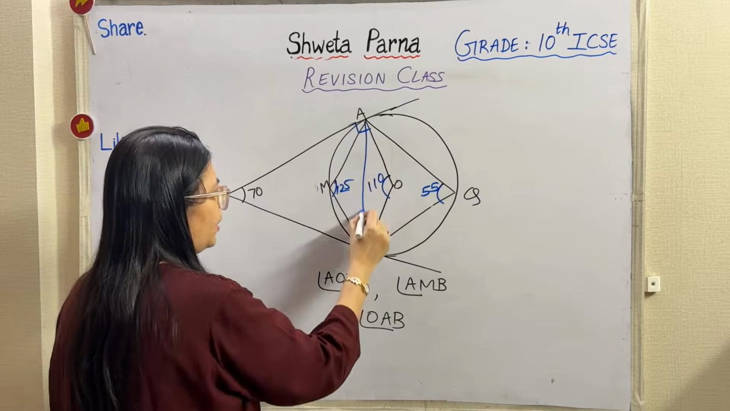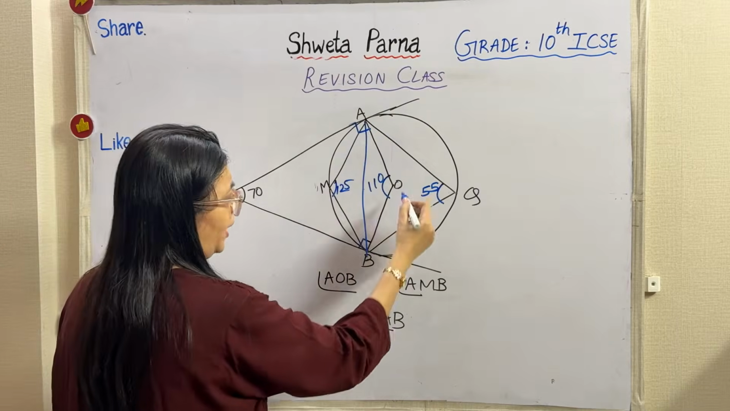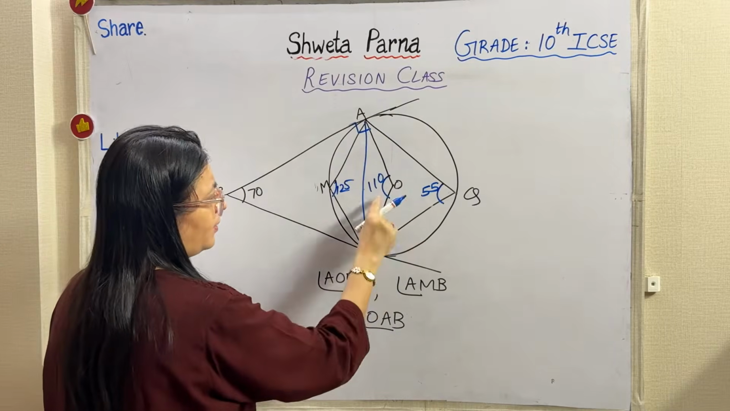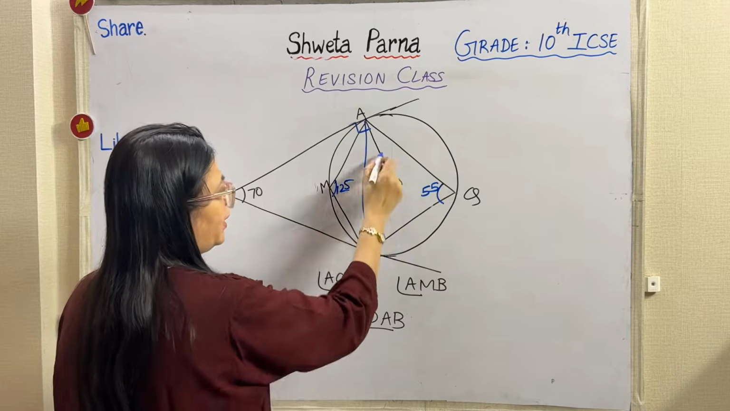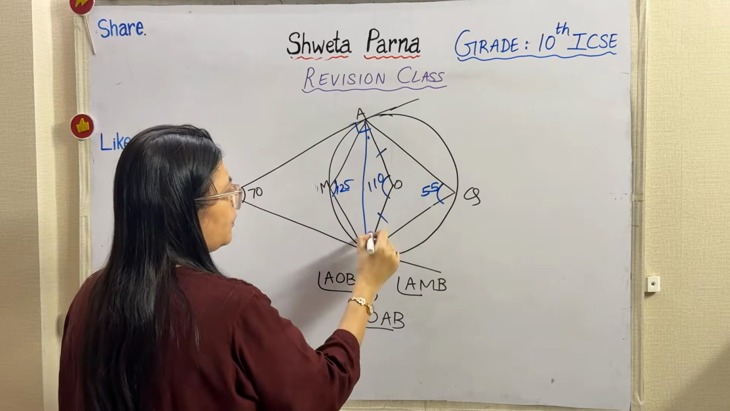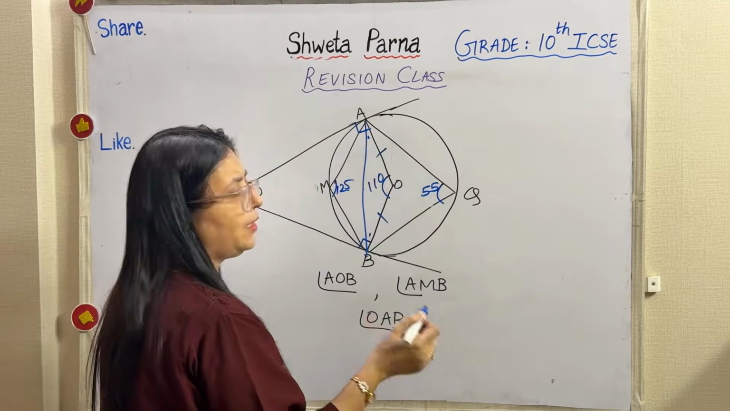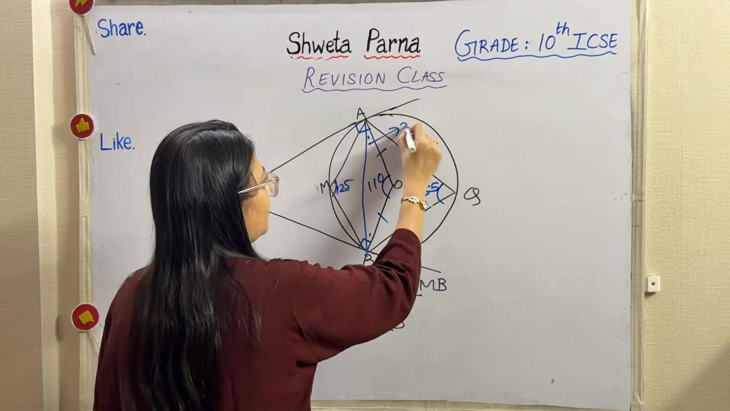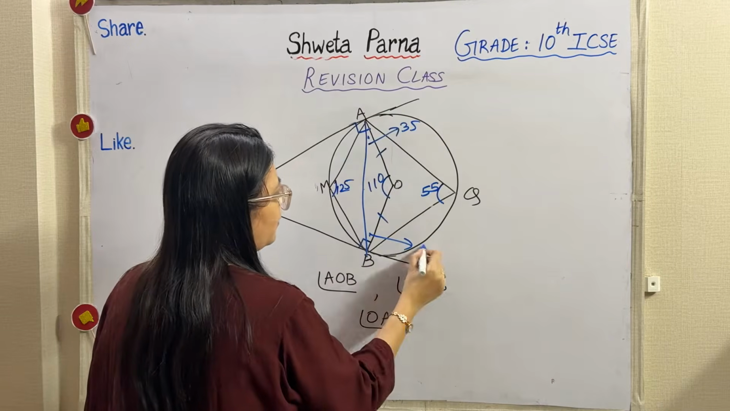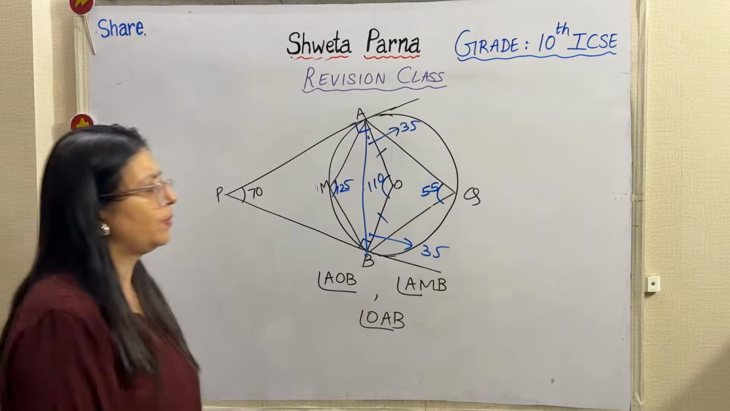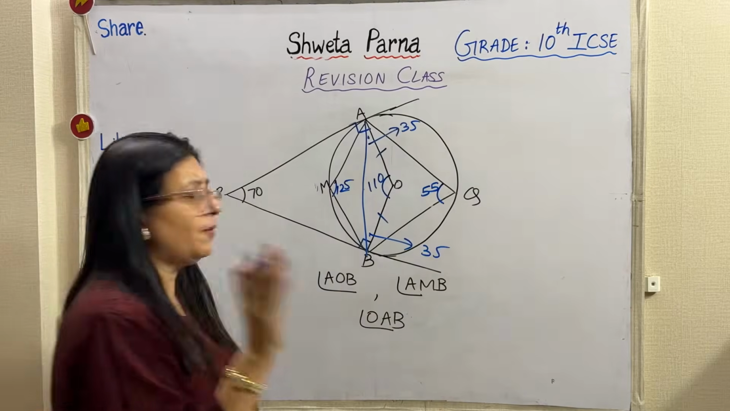Now you have to find angle OAB. So draw a line from here. OA is a radius, OB is a radius, and this angle is 110. So both sides are equal, so the angles will also be equal. So 180 minus 110 is 70. So this angle will become 35 and this angle will also become 35 degrees. Clear? Which theorem have we used?